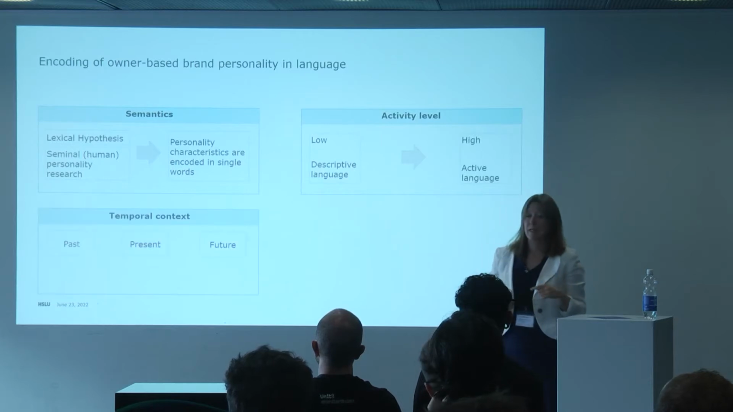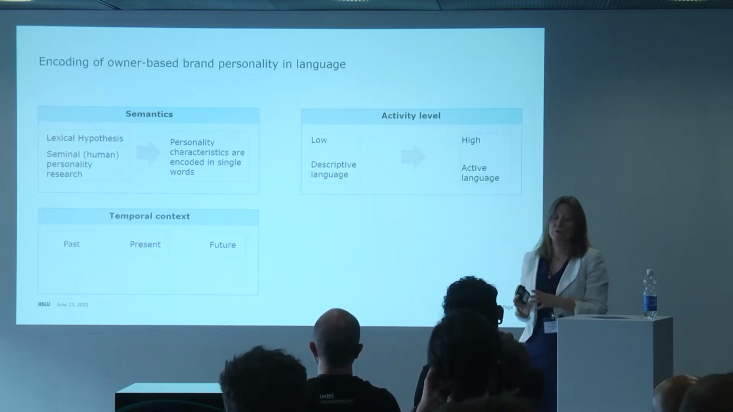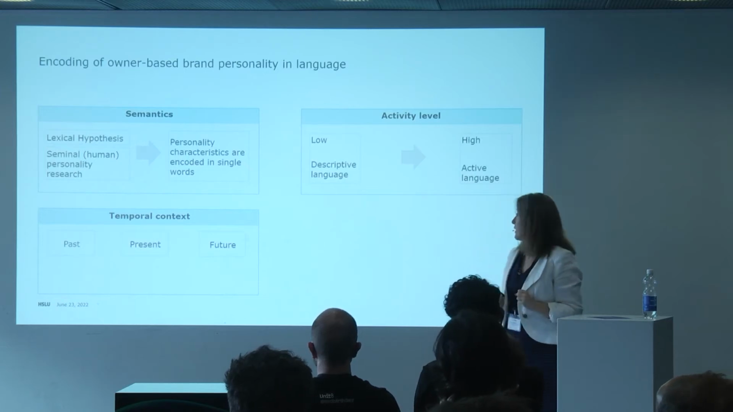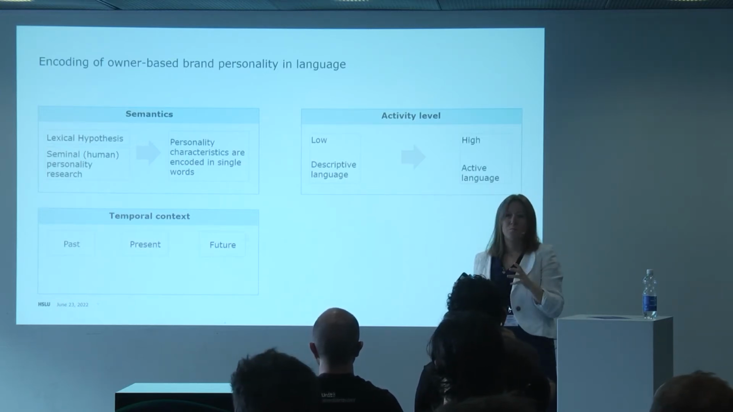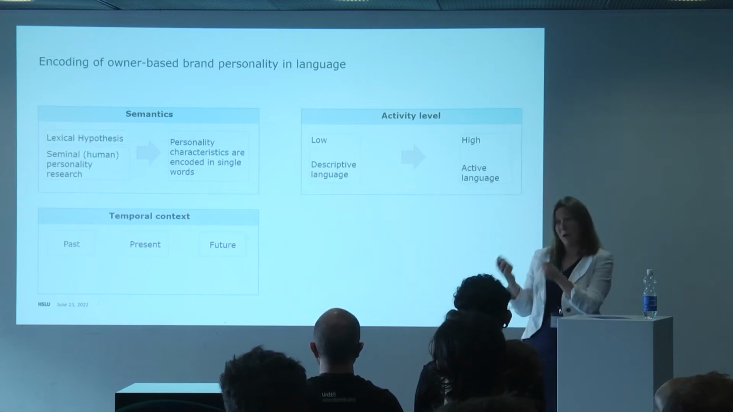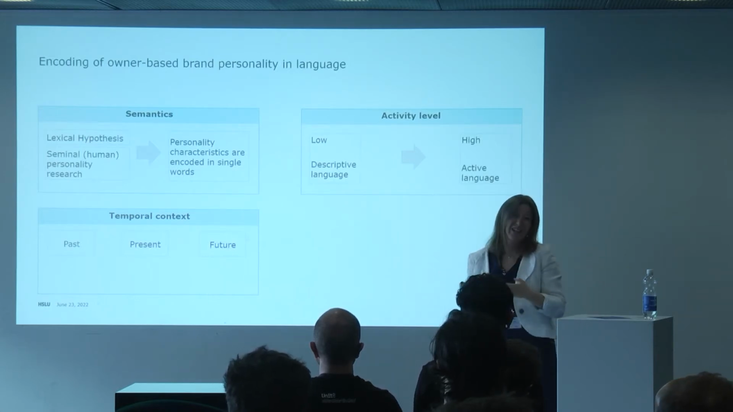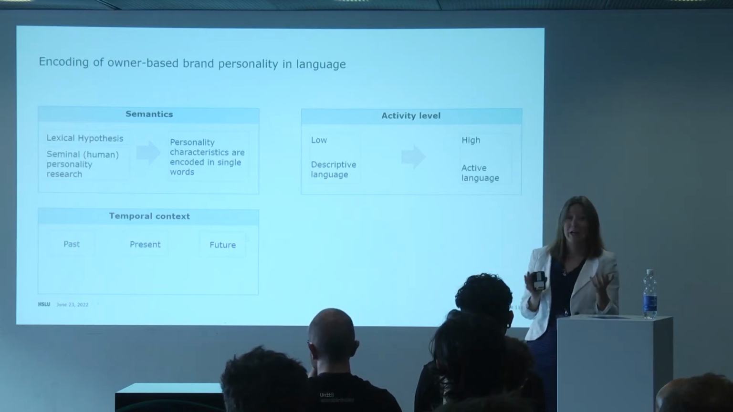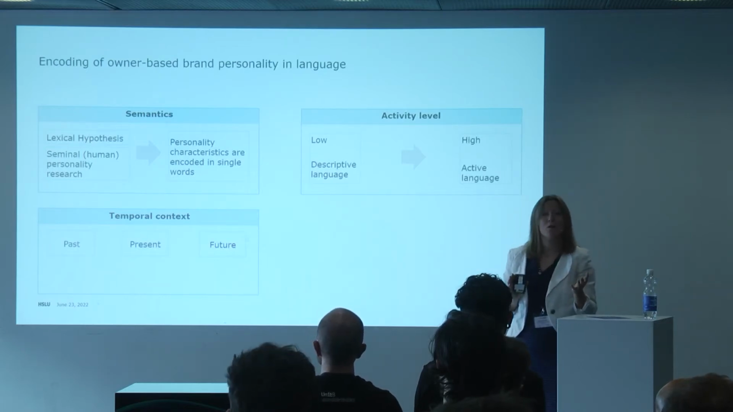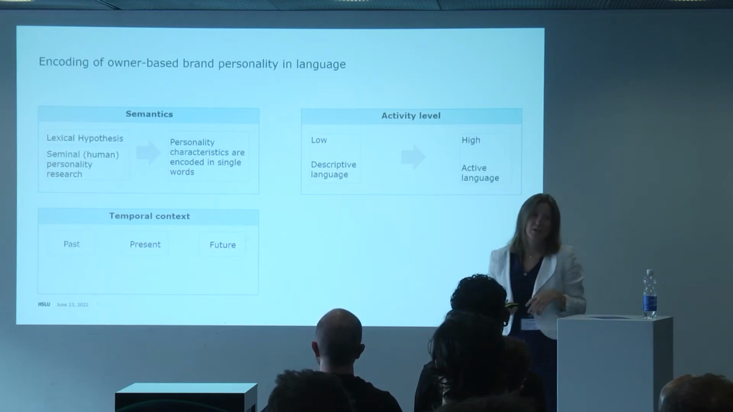The third aspect, how language can explain or be used to differentiate between different brand personality types, is temporal context. The green brand personality type is more past-oriented, but nostalgic. So past tense would be more in line with that brand personality type. Versus a red brand personality type, who is more future-oriented, or uses more future tense.